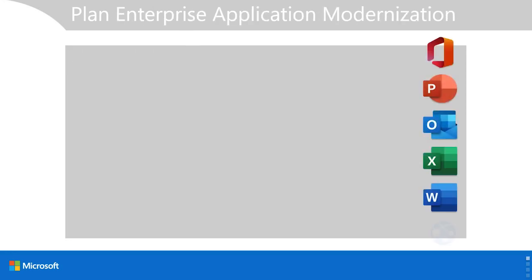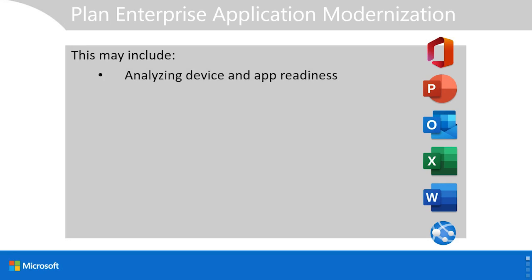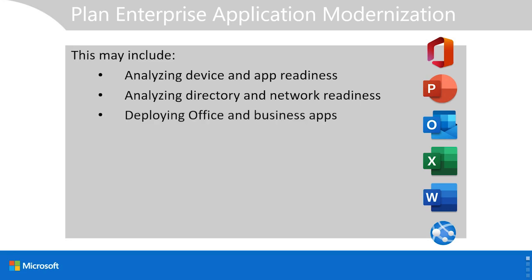And the term enterprise application modernization just generally refers to making sure that all of your applications are ready to go for Microsoft 365. So these might include things like analyzing device and app readiness. In other words, making sure that all the devices and apps that you have in your enterprise are ready to work with Microsoft 365. Make sure your directory and network are ready as well.